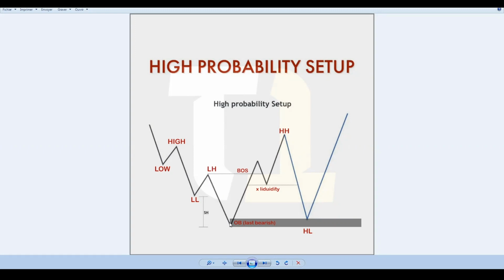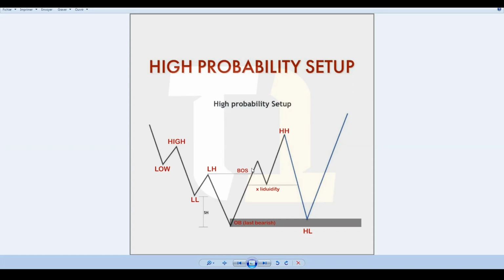Then we moved to the downside, but we didn't respect this lower high and we broke it to the upside, making a break of the structure. This is the first step of a high probability setup: you need to have a break of the structure. We flip the structure to the other side. If you're in a downtrend, you're going to break it to the upside. If you're in an uptrend, you're going to break it to the downside. So you mark your break of the structure. That is the first step.